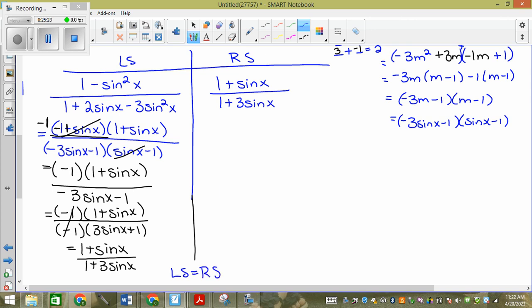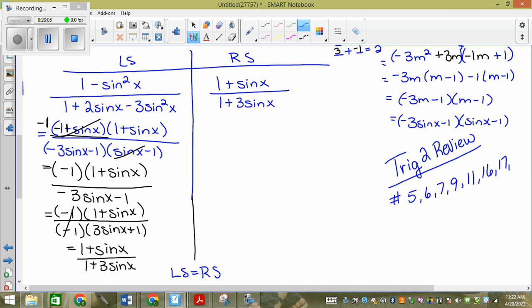The questions I have for your homework, because we're going to go through them tomorrow at the very beginning of class, and it's Friday, so I want to go through them quickly, are from the Trig 2 review. Remember the one that I normally want you to hand in, but I'm not making you hand it in, because it is quite a difficult one? I want you to do these questions: numbers 5, 6, 7, 9, 11, 16, 17, and 21. These are due for tomorrow because we are going through them.